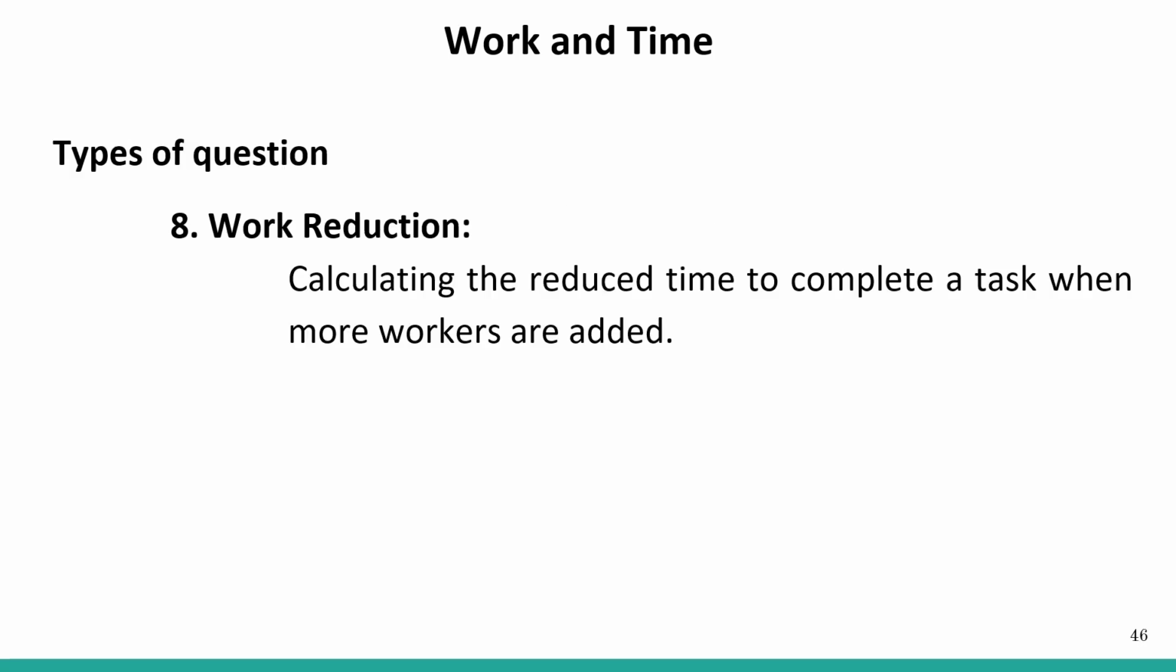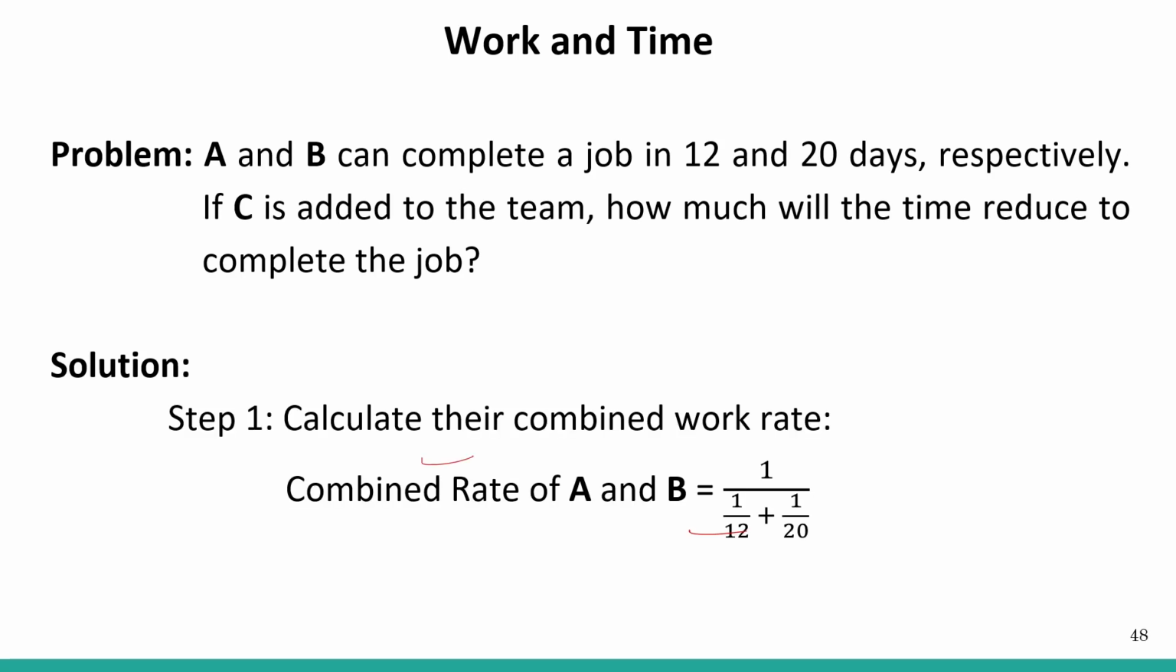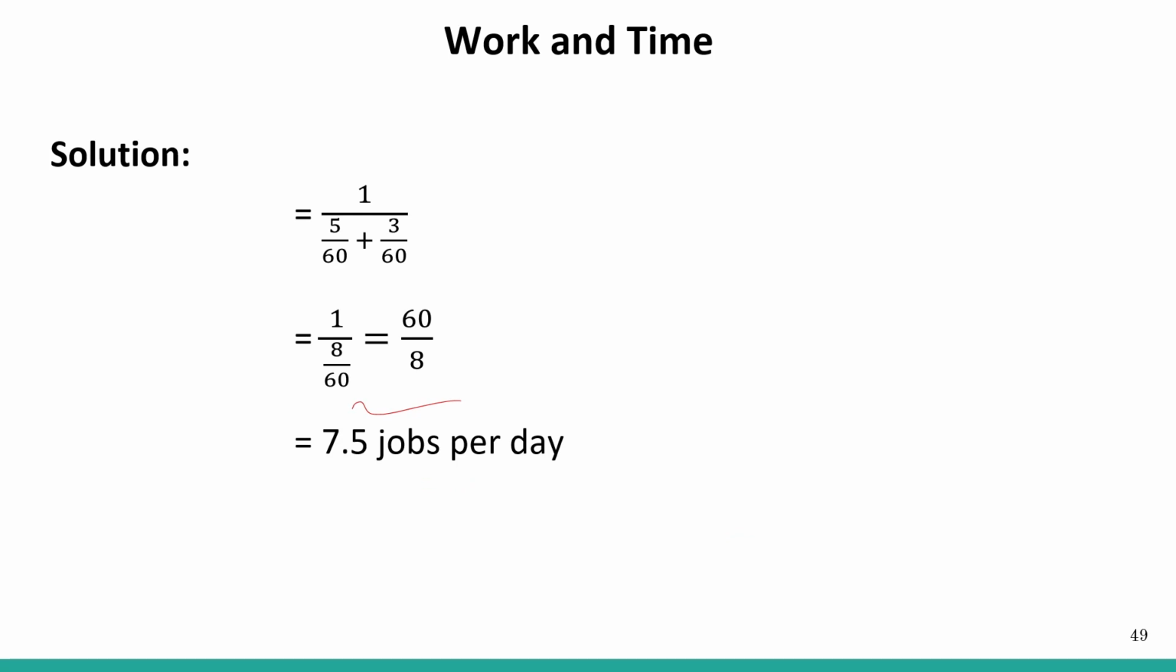So let's see the 8th kind of question, that is on work reduction: calculating the reduced time to complete a task when more workers are needed. So if A and B complete a job in 12 and 20 days respectively, if C is added to the team, how much will the time be reduced to complete that job? So step 1 is to calculate their combined work rate. Then combined work rate of A and B is equal to what? 1 by 12 plus 1 by 20. So this is equal to 60 by 8. So 7.5 jobs per day.